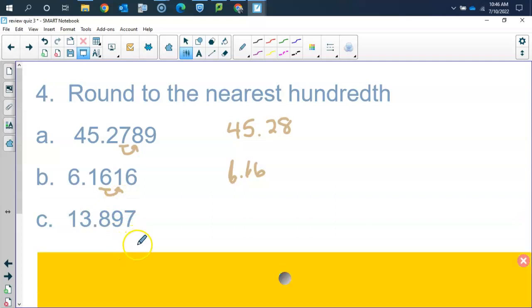Round to the nearest hundredths. Go. Well, here's our hundredths. Look one to the right. So that 7's going to make that 9 round up to a 10. That's going to make that 90. So 13.90. And again, you need to have that 0 there because I need to have something in the hundredth spot.